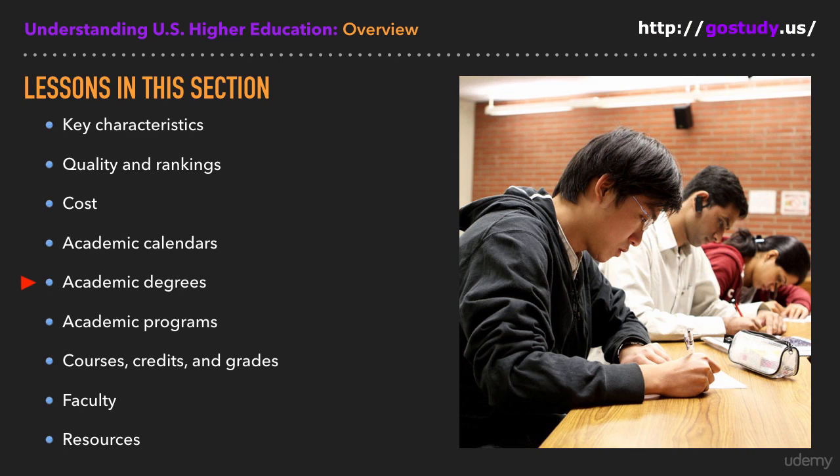types of degrees. In the academic programs lesson, I describe majors, minors, certificates, dual degrees, and dual majors. In the lesson on courses, credits, and grades, I talk about the different ways that U.S. schools measure students' academic achievement, to include credit hours, grading, and grade point average.